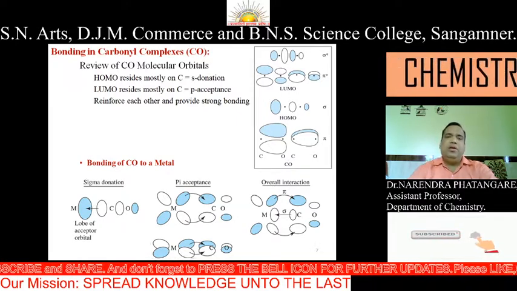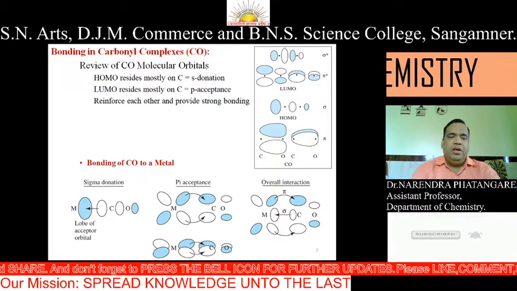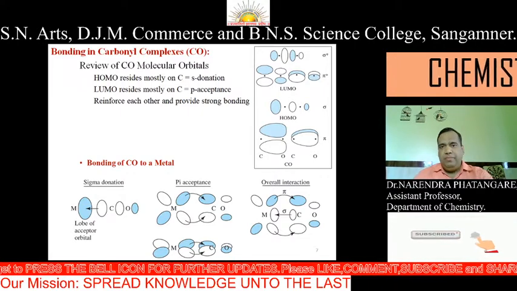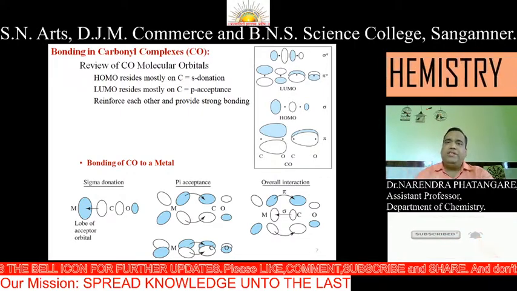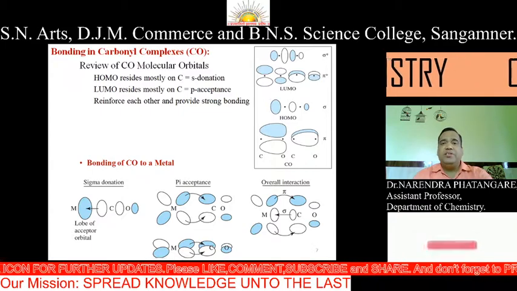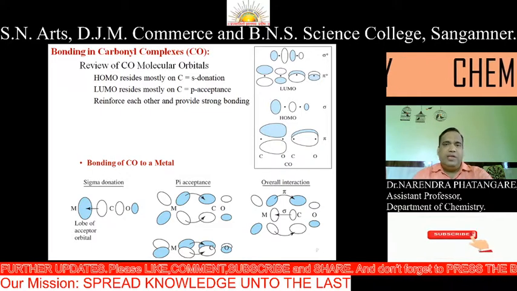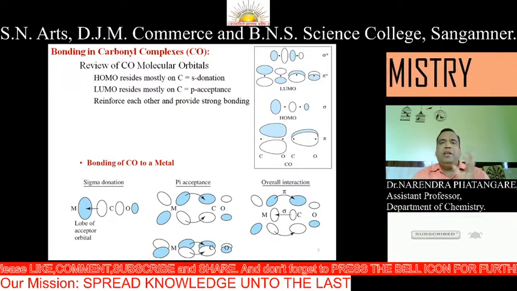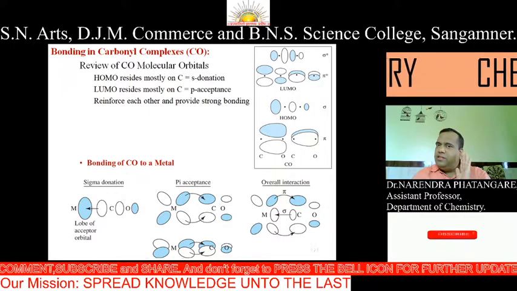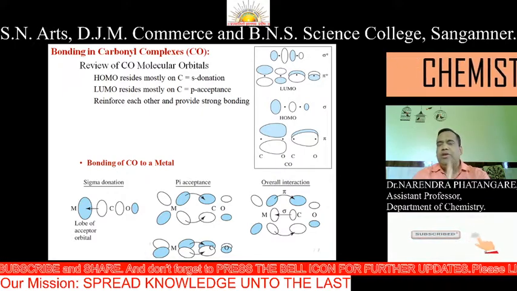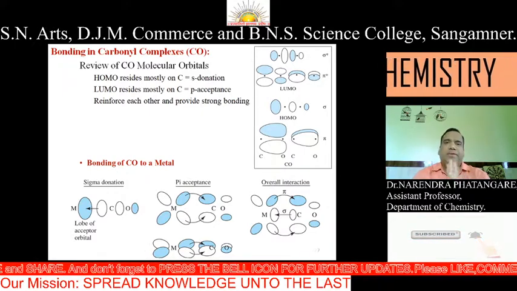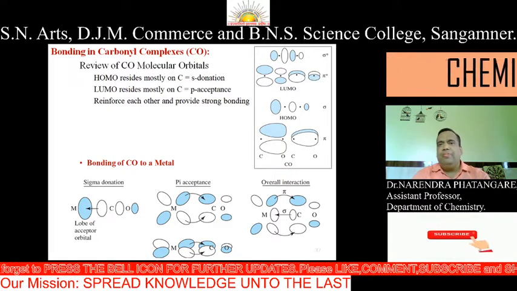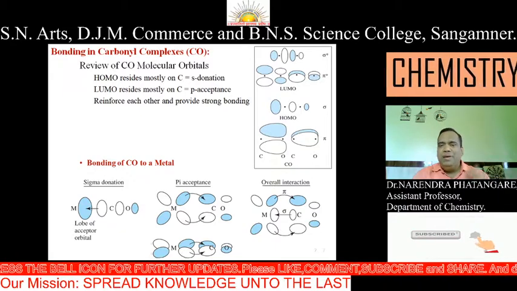In sigma donation, there is a donation of electrons from the ligand to the metal, and in this case the ligand is a species which can donate a lone pair of electrons to the central metal ion. On this basis, the ligand is considered an electron donor while the metal is considered an electron acceptor. Whenever there is a flow of electrons from ligand to metal, it is called sigma donation.